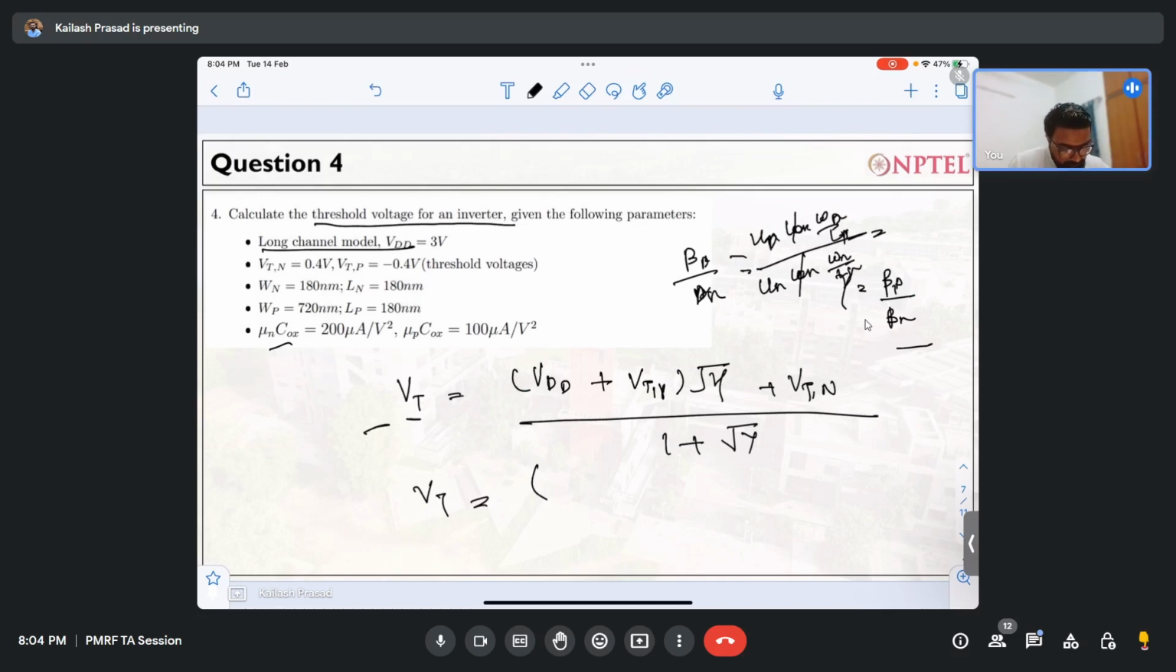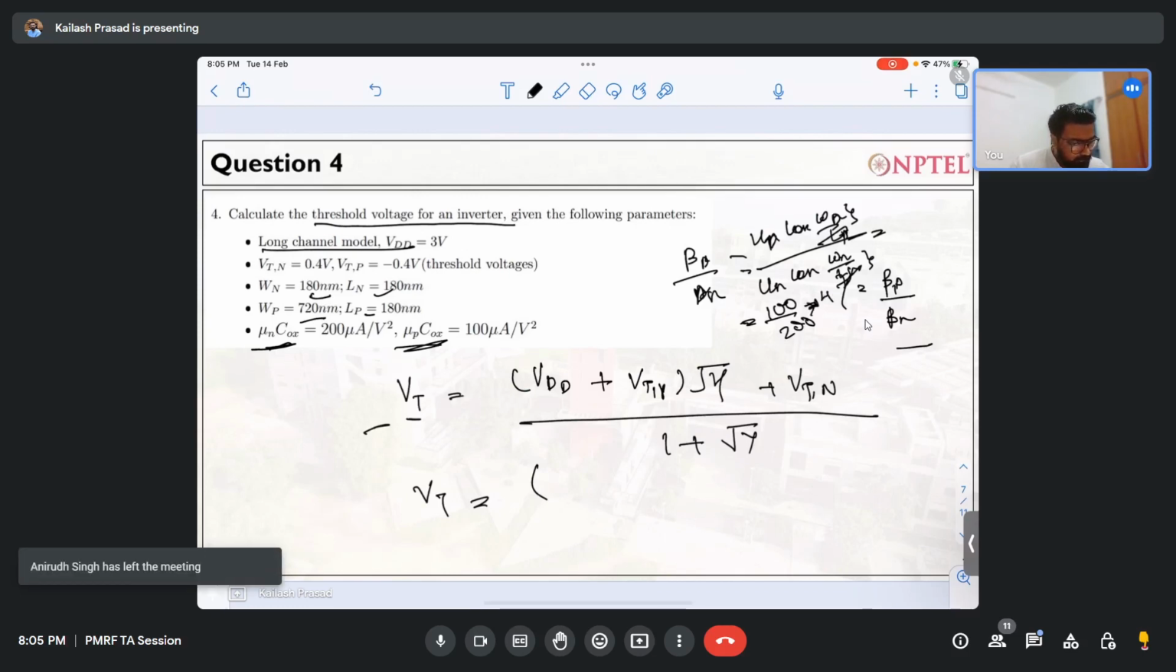Here in the case of mu p and mu n, you don't cut them down because these values have been given, so this is nothing but 100 by 200. WP by LP, WN by LN, so LN and LP are the same, so they will be cut. So WP by WN: WP is 720, WN is 180. 720 by 180 is 4, and the eventual value will come to 2. So beta p by beta n is nothing but 2, so gamma is equal to 2.